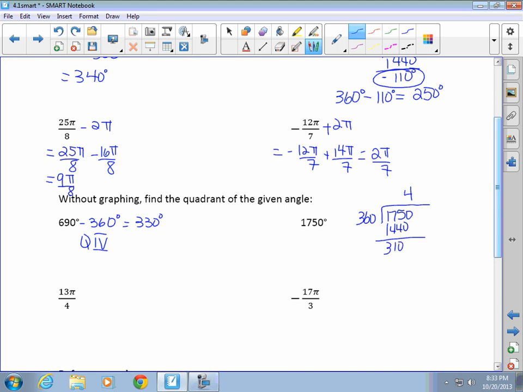310 is between my 0 and 360. So I just leave that. In this example here, because it was a negative value, I had to take it away from the 360. This is a positive value, so that means my principal angle will be 310 degrees. 310 degrees is again in quadrant 4.